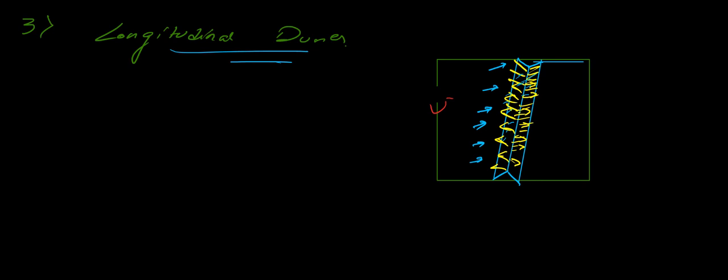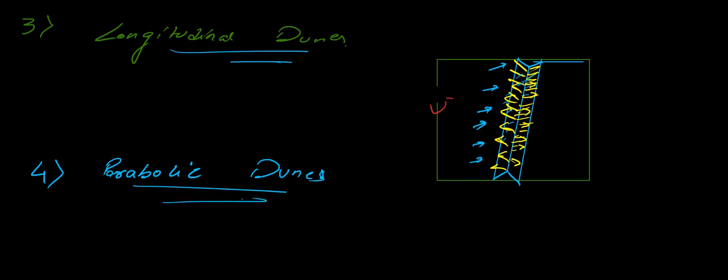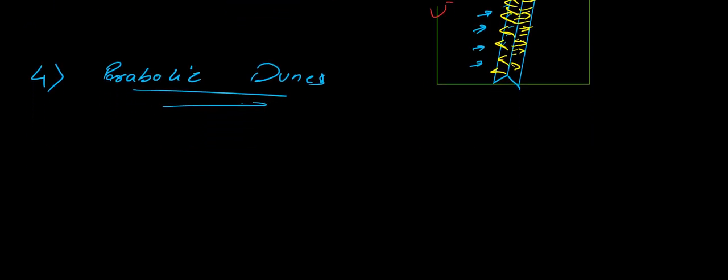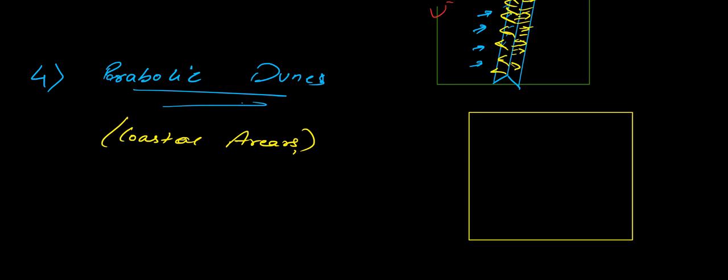Now fourthly we have parabolic dunes. Parabolic dunes are quite rare and they form only in coastal areas. Now what are these parabolic dunes? Let me draw a structure here.